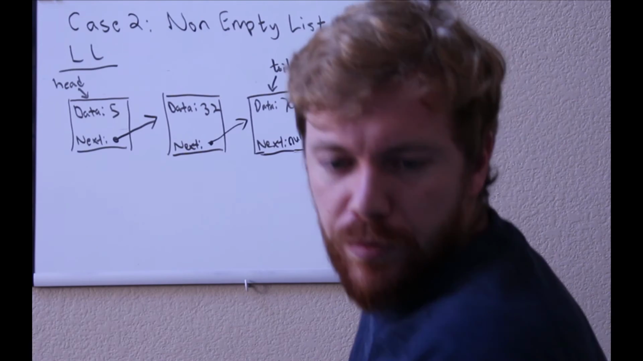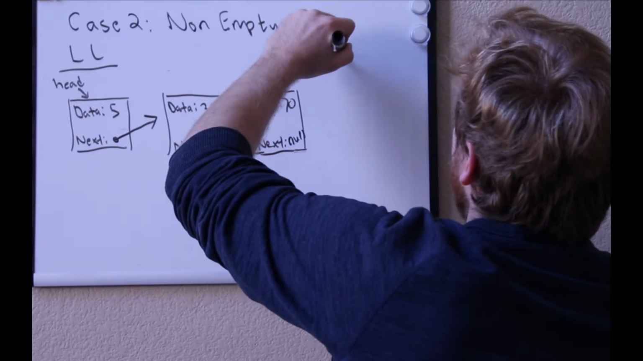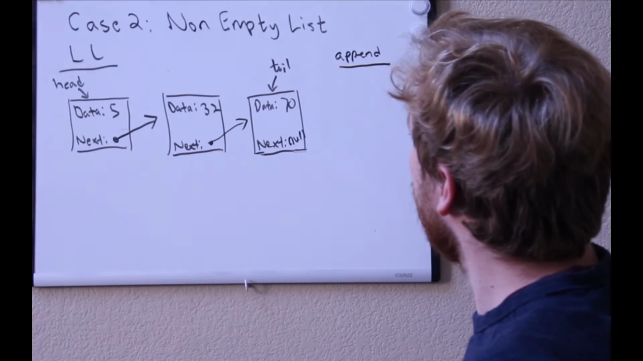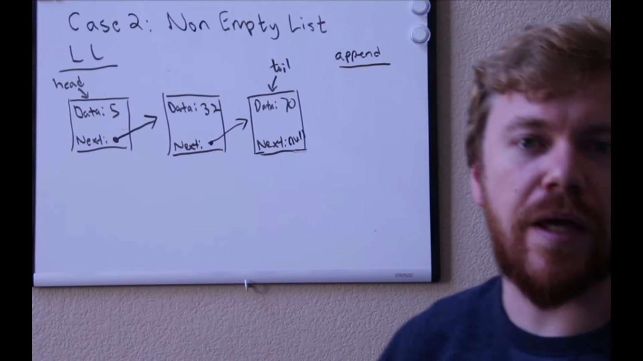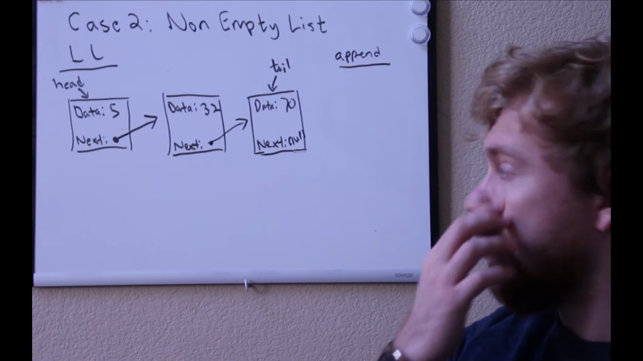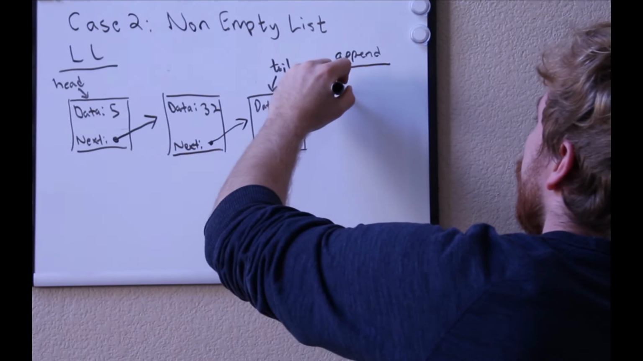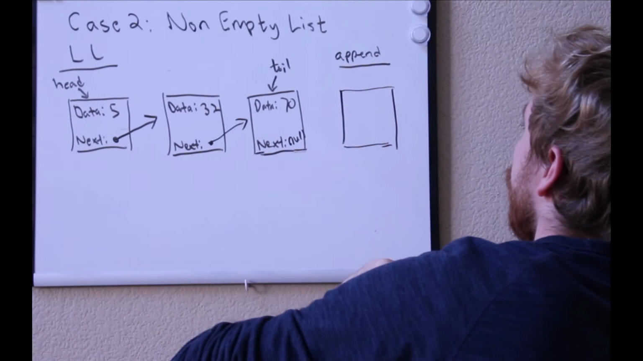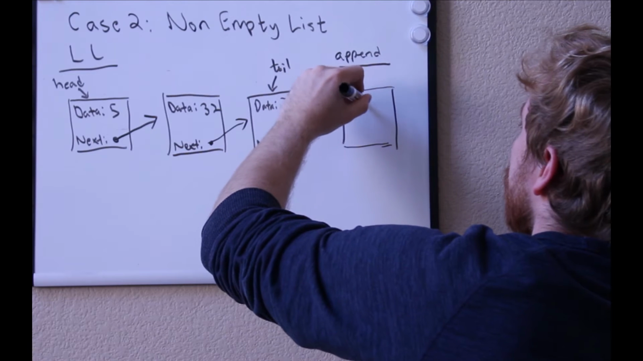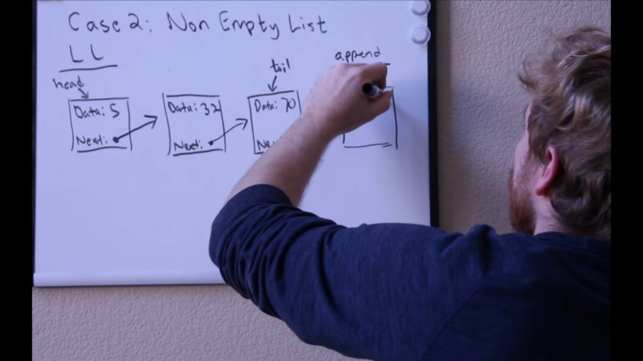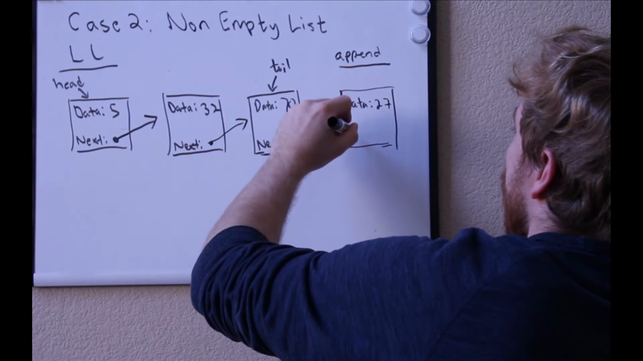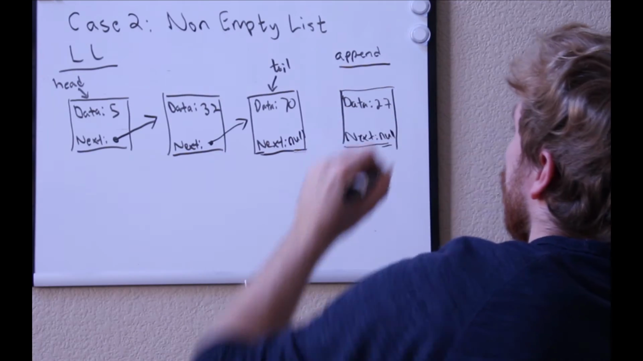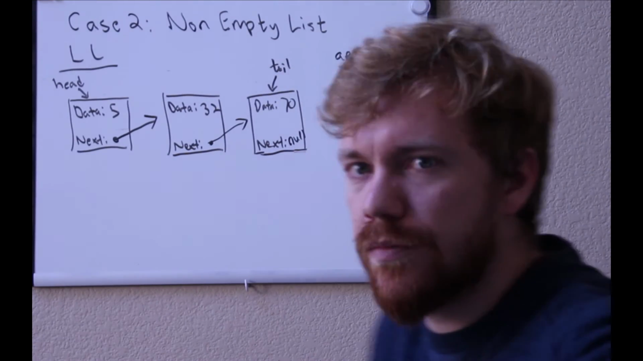Okay, and so what are we doing here? Well, we're appending. So here's our append operation. And what are we going to append? Well, we're going to append a new node. So let's go ahead and create a new node. The new node will have some data, and the next variable, whose default value is null.